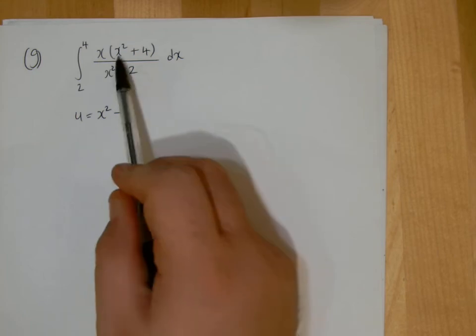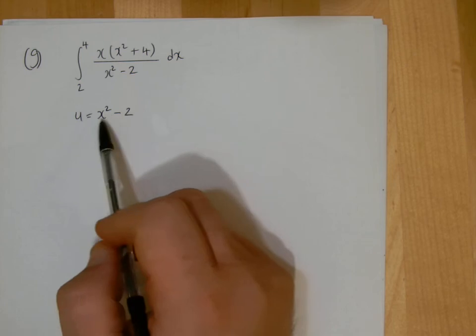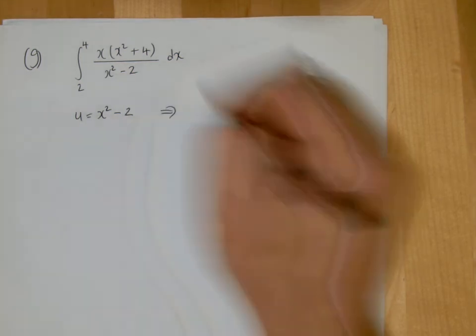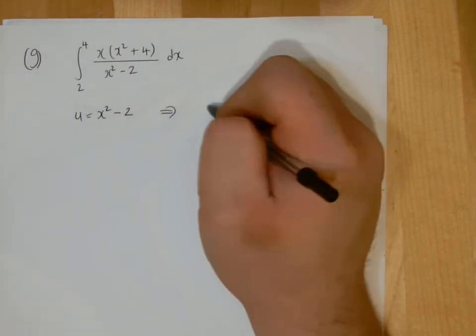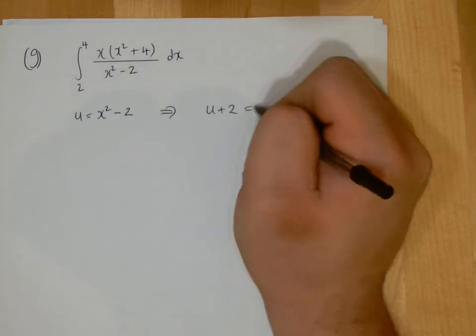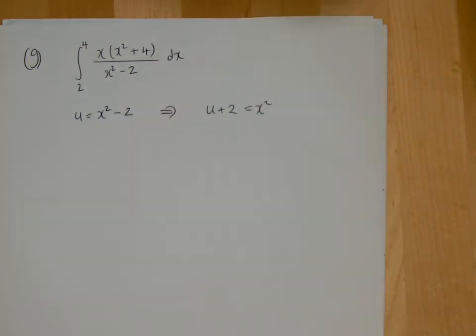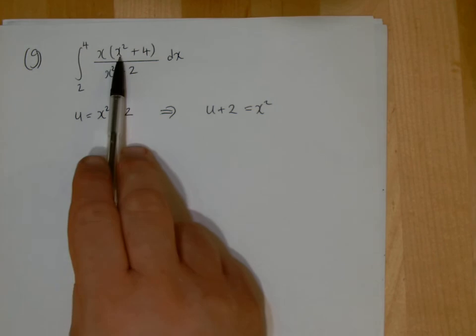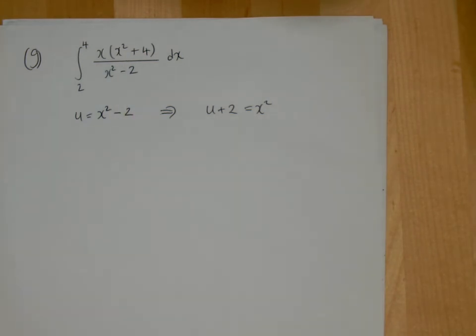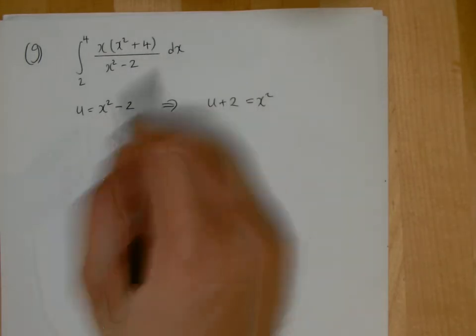Well, we can get x squared, can't we? We can replace x squared in this case, because in here we can see, if that minus 2 goes over, u plus 2 will equal x squared. So I can replace the x squared easily enough with u plus 2, and then I'll have a plus 4 as well. Okay, so let's work out what dx would be.